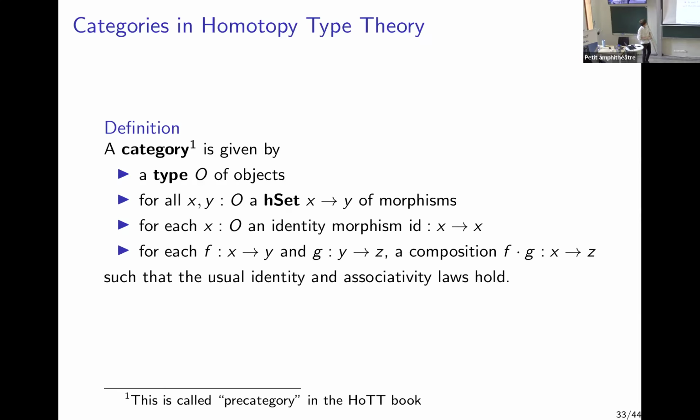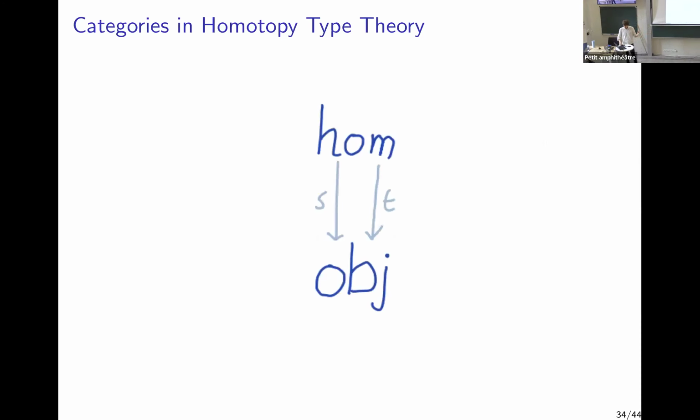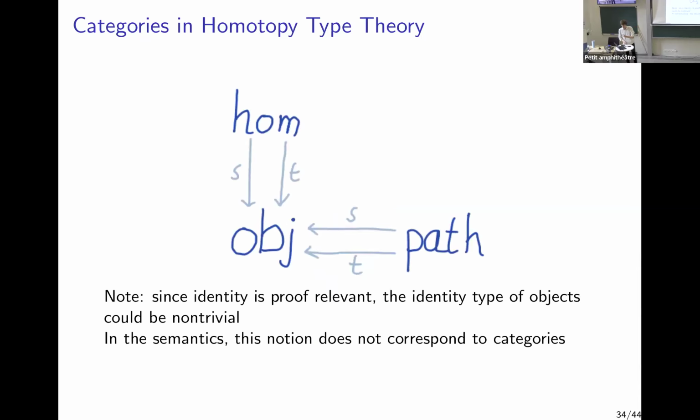And the interesting aspect here happens at the fact that we have a type of objects. It happens at the fact that types would have a non-trivial identity type in homotopy type theory. Meaning that here a category is not something like this, but something like this. Between objects, we have an interesting notion of equality between them. So we have an interesting notion of paths.